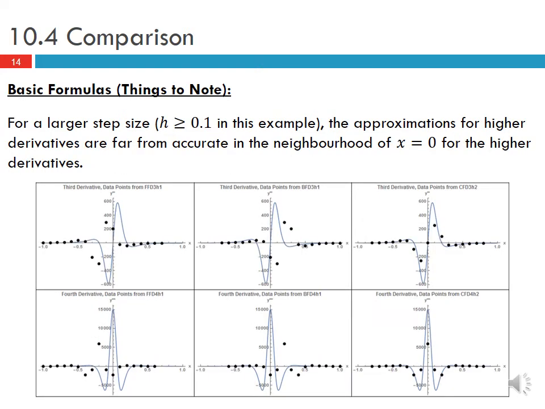For a larger step size, so for example, h greater than 0.1 in this example, the approximations for higher derivatives are far from accurate, especially in the neighborhood of x equal to 0 for the higher derivatives. So even using the most accurate scheme, the centered finite difference, you can still see that the derivatives are not very accurate, especially around x equal to 0. And it's quite poor for the forward and backward finite difference schemes.